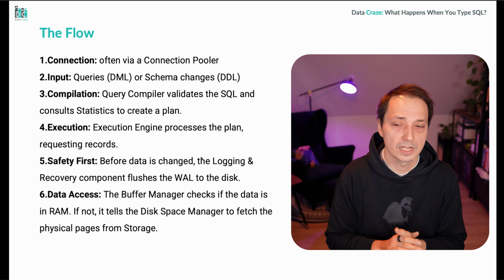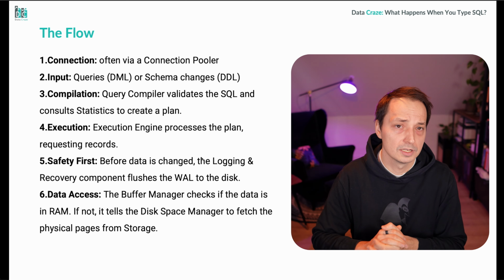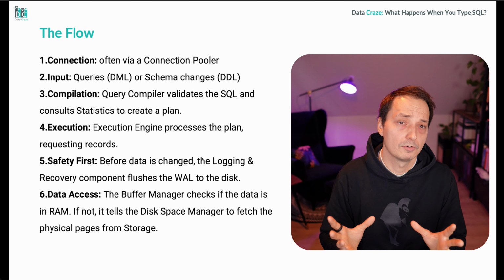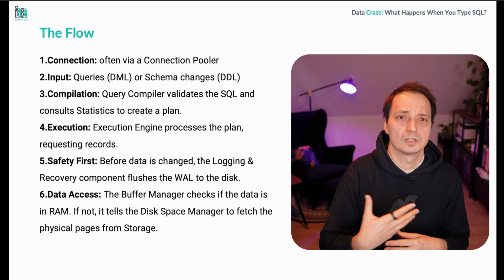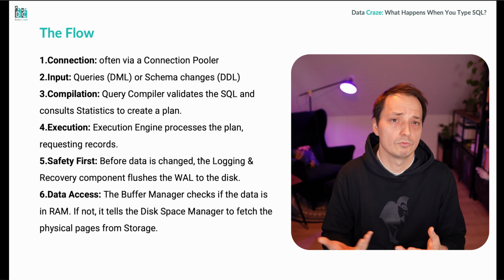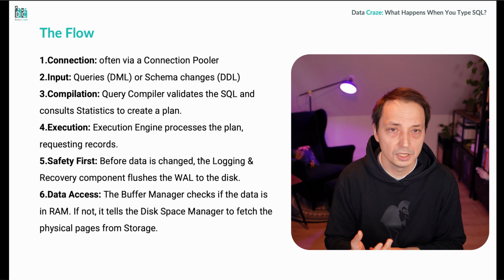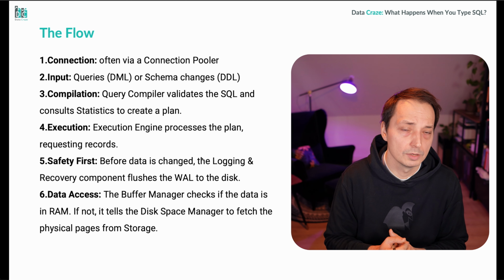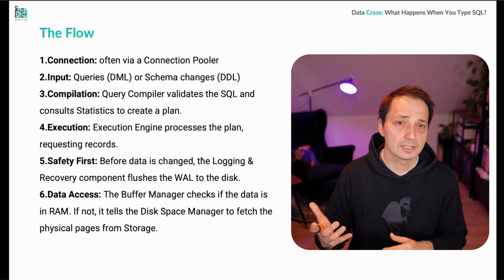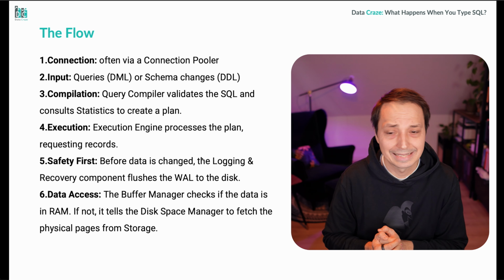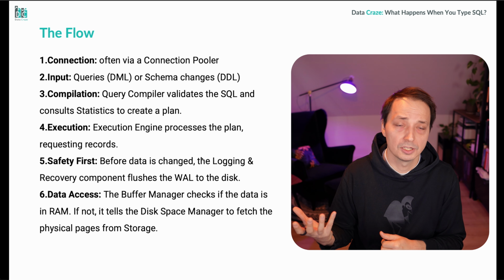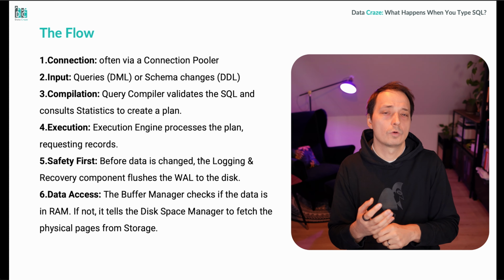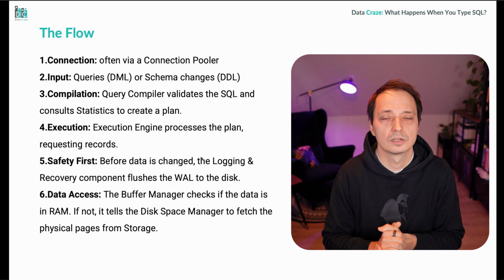So that is the 4-step execution. Then we have this safety net where, before the data actually changes, before doing update, insert, delete operations, we are saving this information to logging and recovery. We are adding this information to the WAL and to the disk, right, to keep it as durable information. And last but not least, point number 6, data access. The buffer manager checks, for instance, if the data is in RAM right now, so if it was queried right before and can be reused.